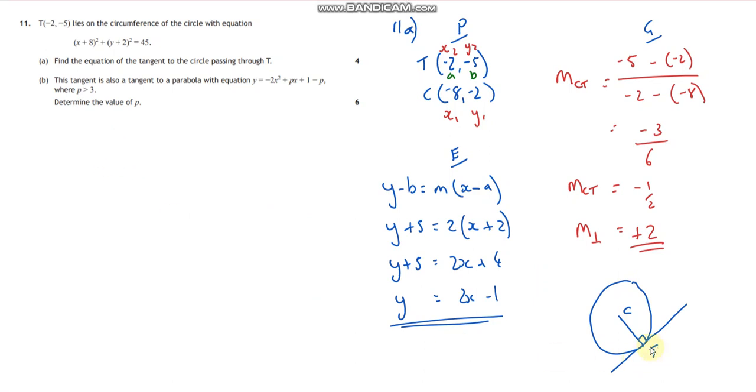Okay. Part B, 6 marks, a little bit more involved. Part B, okay, so let me see my pen's working. There we go. So part B. This tangent is a tangent to the parabola, where p is greater than 3. Determine the value of p.